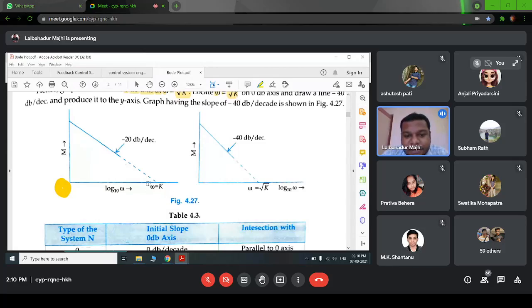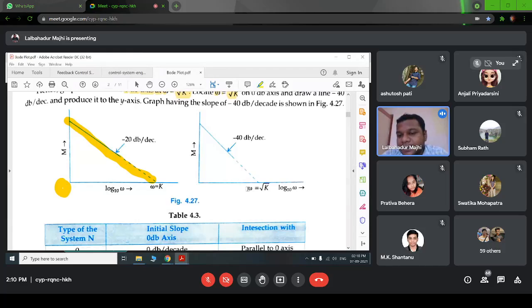For a first order system, first we have to locate the value of omega which is equal to k. Suppose k is given as 10. So we have to find the value of omega equal to 10. From this point 10, we draw a slope of minus 20 dB until it intersects the y-axis. Now this point will be our starting point of the magnitude plot.